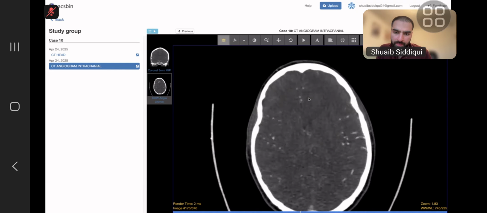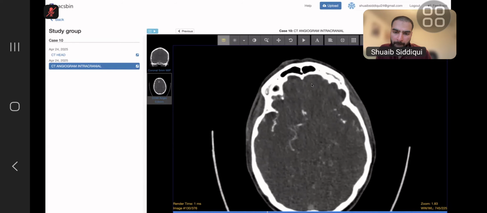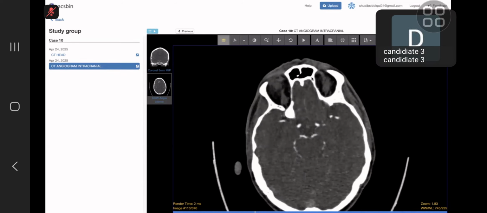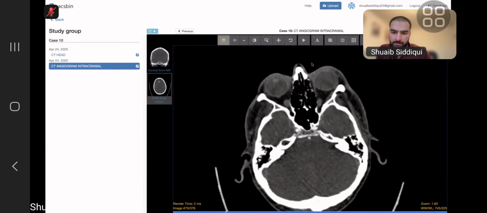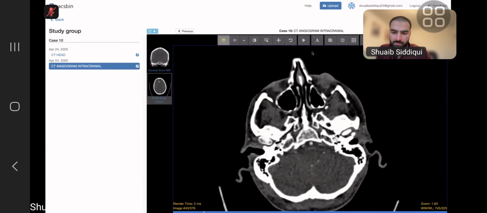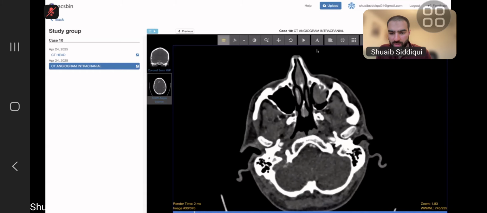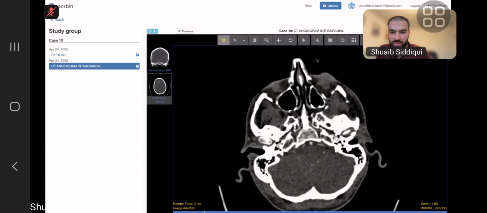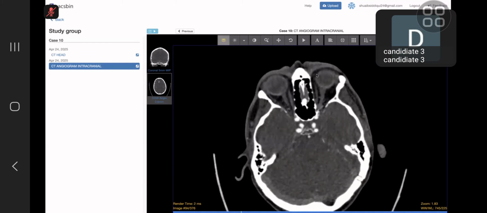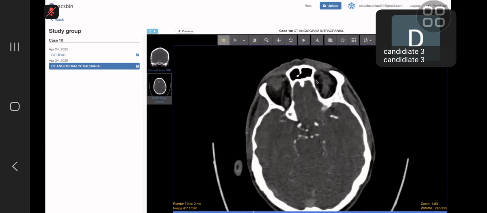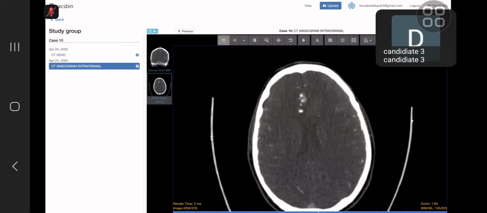Other way, scroll the other way. Just 1 second. Scroll to the vertex. Okay. That's fine. Go back to the region of abnormality, please. I can see both carotid vessels appearing normal, and both middle cerebral arteries appearing normal.